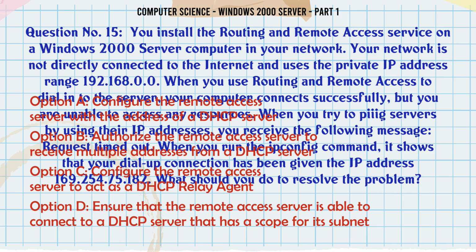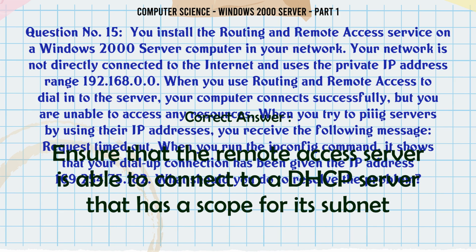A. Configure the remote access server with the address of a DHCP server. B. Authorize the remote access server to receive multiple addresses from a DHCP server. C. Configure the remote access server to act as a DHCP relay agent. D. Ensure that the remote access server is able to connect to a DHCP server that has a scope for its subnet. The correct answer is: ensure that the remote access server is able to connect to a DHCP server that has a scope for its subnet.